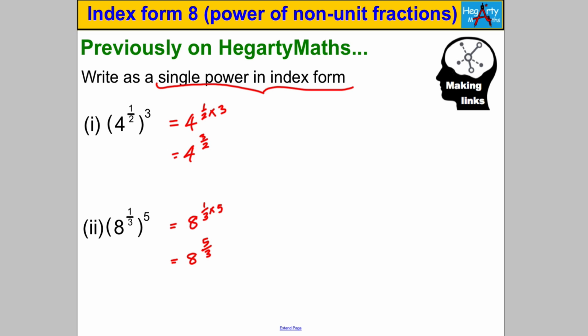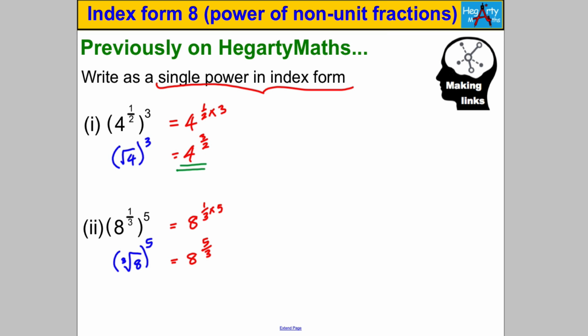Okay? Now just before I move on, what actually does 4 to the half mean again? Do you remember from the last video, unit fraction powers? 4 to the half means the square root of 4, and all of this we are cubing. And 8 to the third means the cube root of 8, and all of this we are raising to the power of 5. Now this is what I want you to spot here.